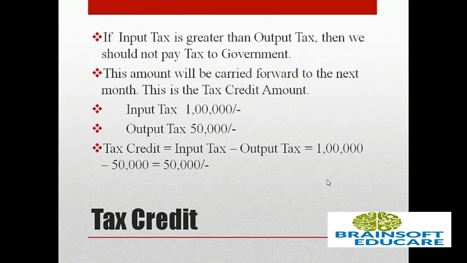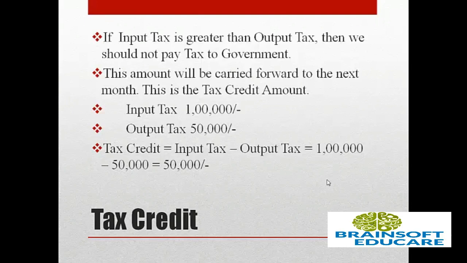Now let's see tax credit. If input tax is greater than output tax, then we should not pay tax to government. This is one of the important things in tax paying. This amount will be carried forward to the next month. This is the tax credit amount.